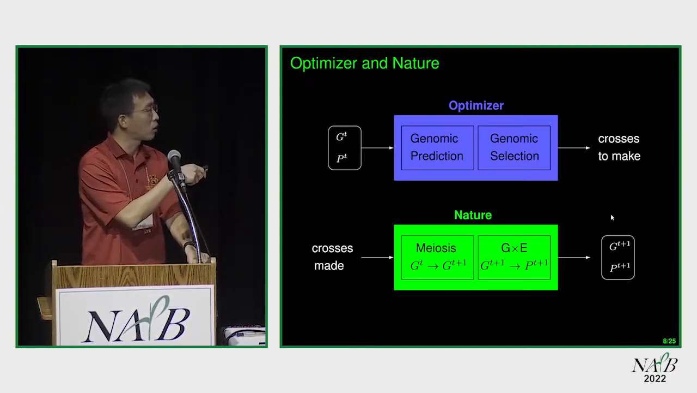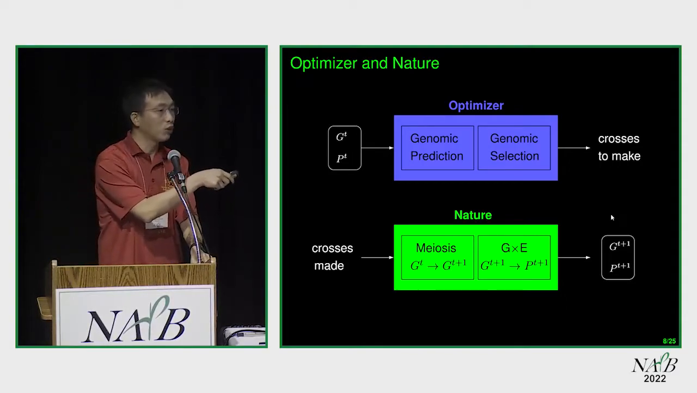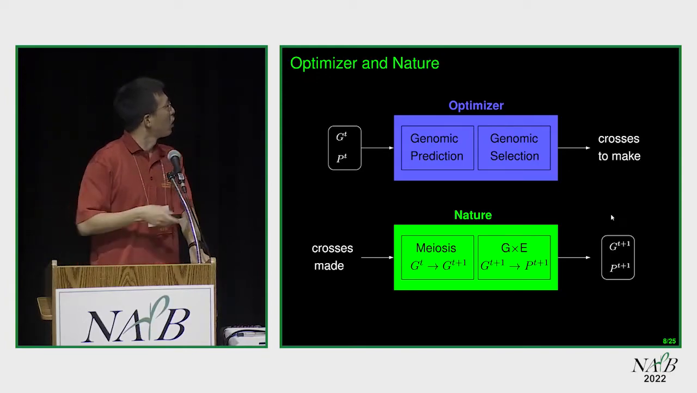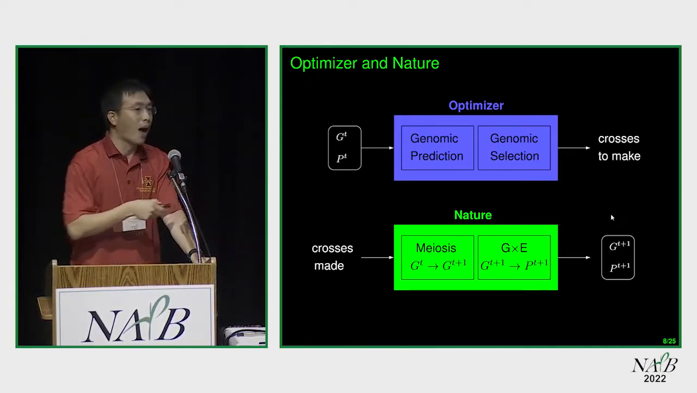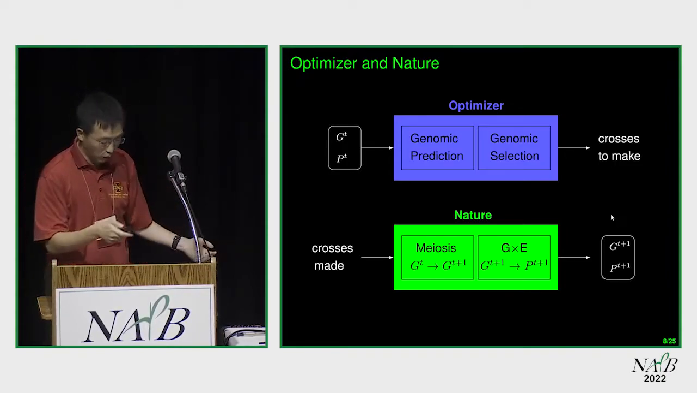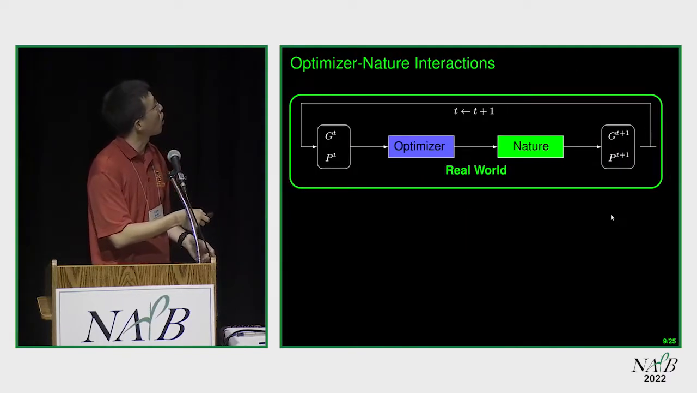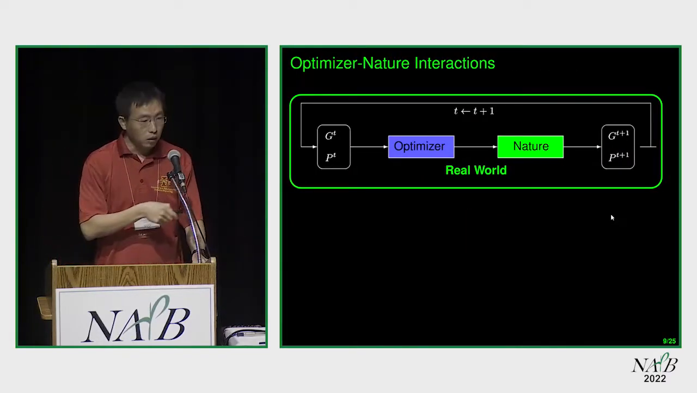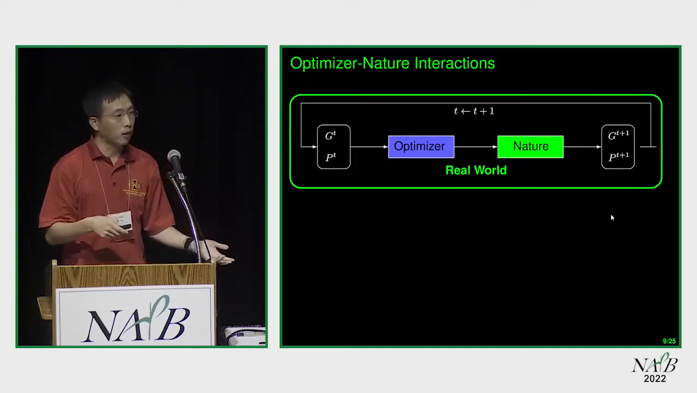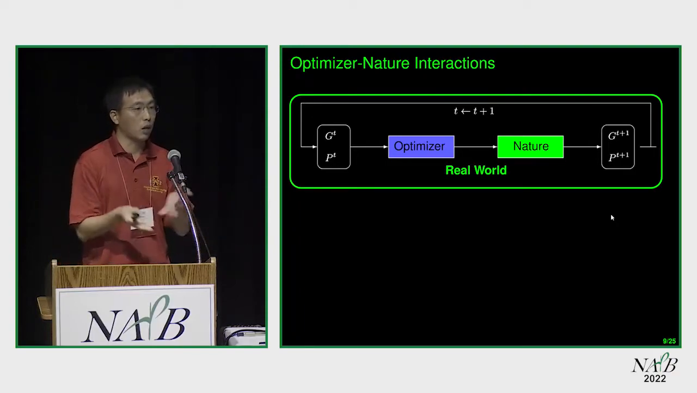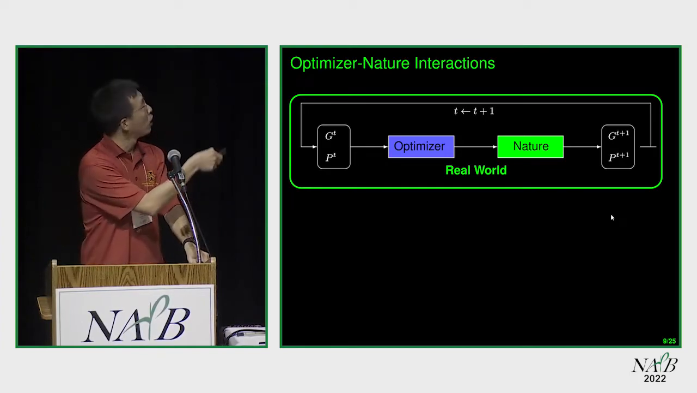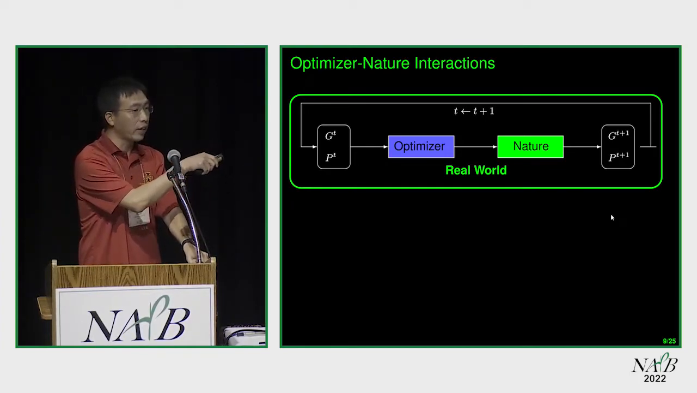So after the crosses are made, it's going to determine the genotype and phenotype of the new generation of the varieties. So the genotype is determined through the meiosis process, and the phenotype is determined by the G/E interactions. So this is how the optimizer and nature interact. Every year or every generation, taking the genotype data and phenotype data, the optimizer will determine the crosses to be made, and nature will give you the new genotype and phenotype in the next generation. It comes back again and again.